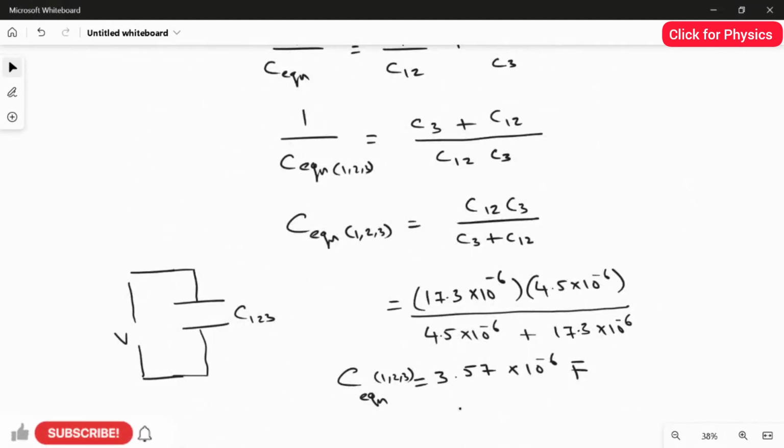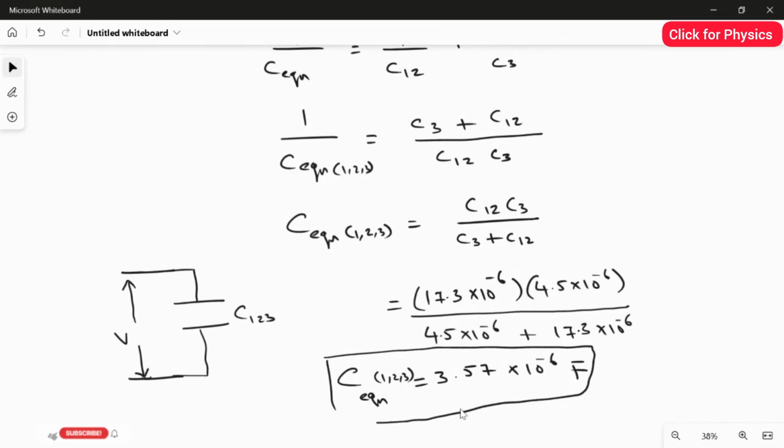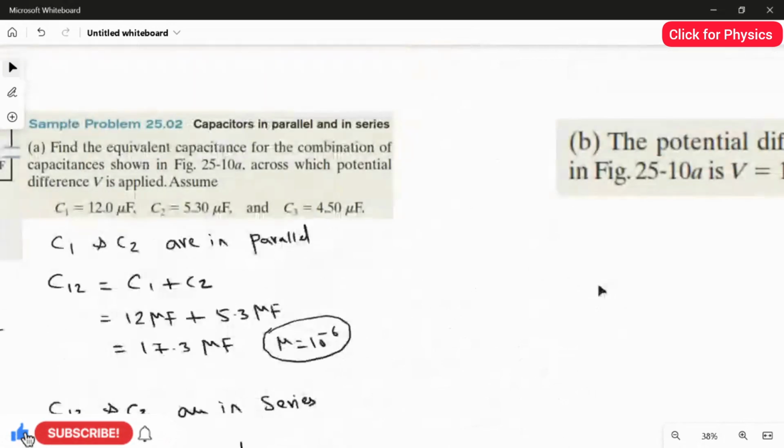Clear? So between these ends we are just applying the potential. So this is a combination of C1 to 3. We are going to use this answer in the second part of the question. Actually, this is the first part of the question. Now we have a second part, so we have to go back to the second part.